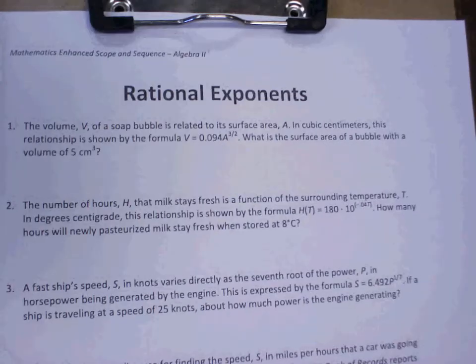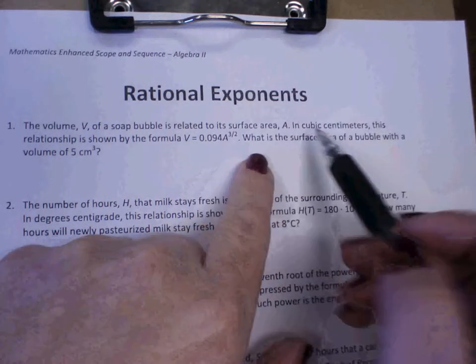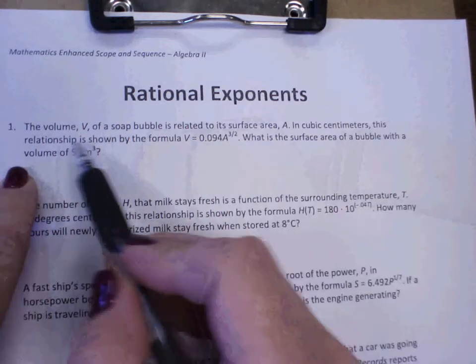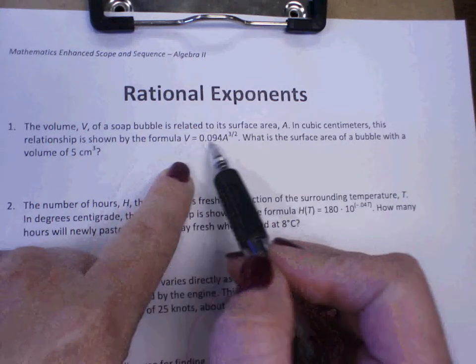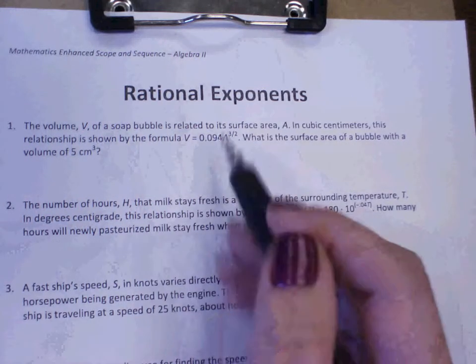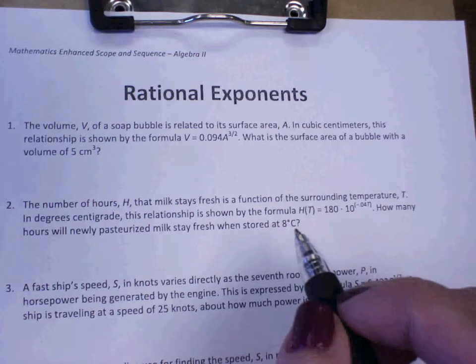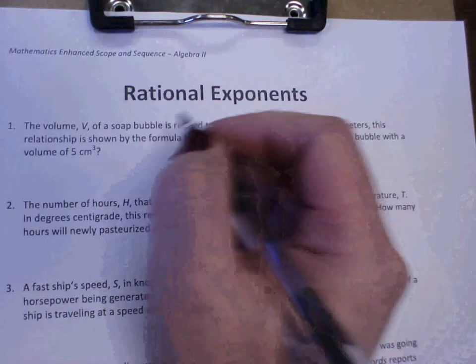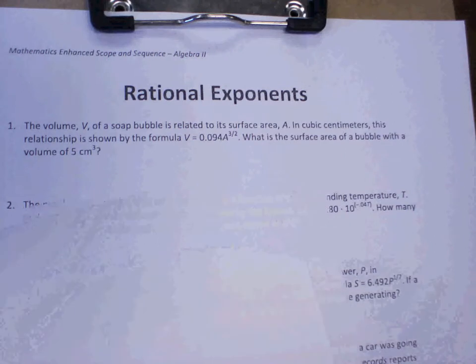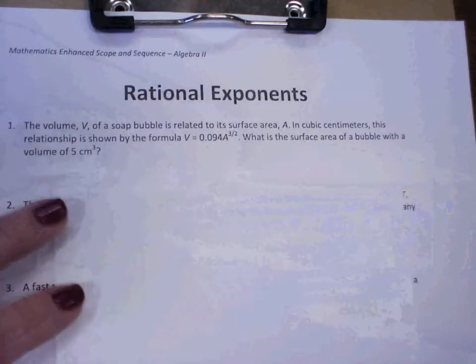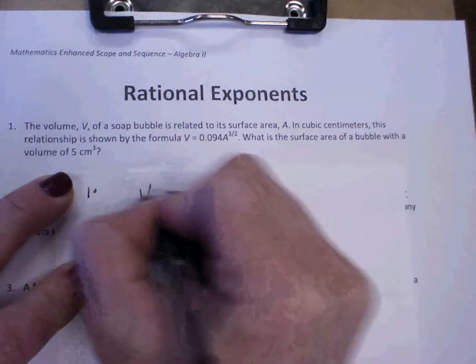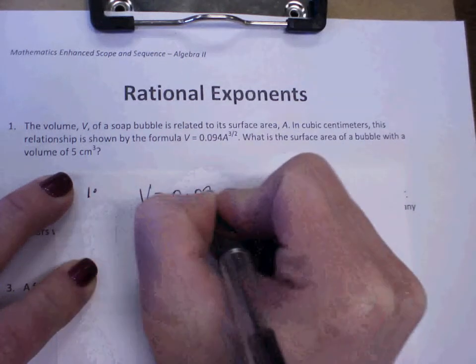All right, so we're going to do these 5 problems. The volume V of a soap bubble is related to its surface area in cubic centimeters. This relationship is shown by the formula V equals 0.094 times A to the 3 halves. What is the surface area of the bubble with a volume of 5? All right, so this is your formula. You can work them out in the back if you need to.